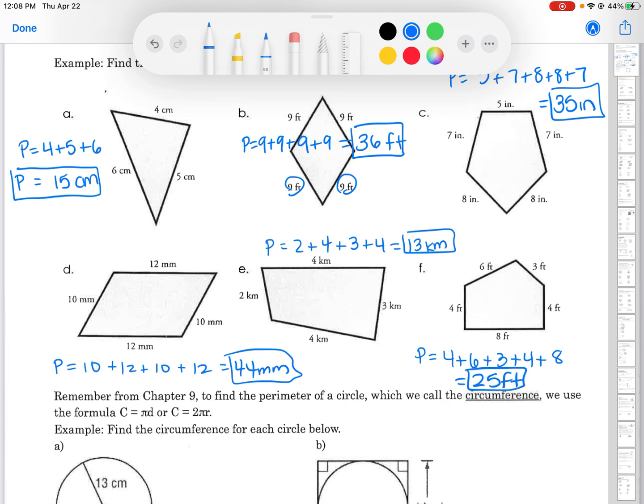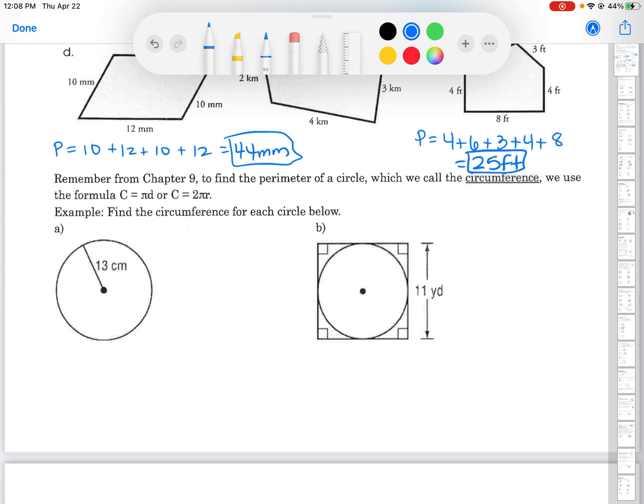All right. So remember from chapter 9, we talked about circles as well. And we talked about the circumference of a circle, which is basically the perimeter of a circle. And we had two different formulas. If I know the diameter, it's pi d. If I know the radius, it's 2 pi r. So here in part A, this is my radius, that is 13.